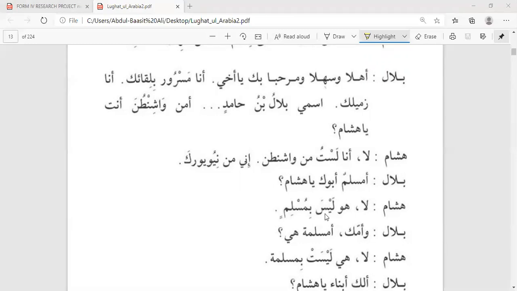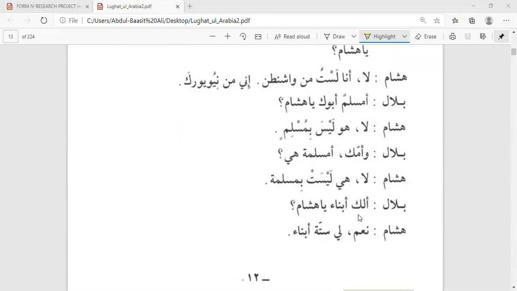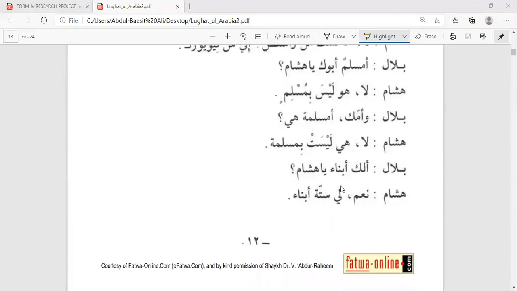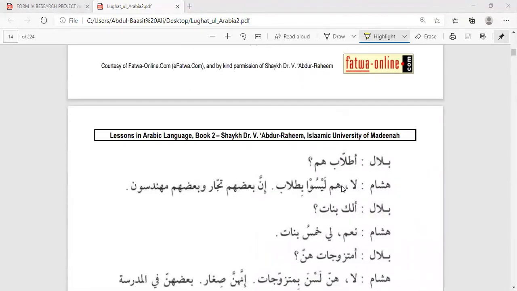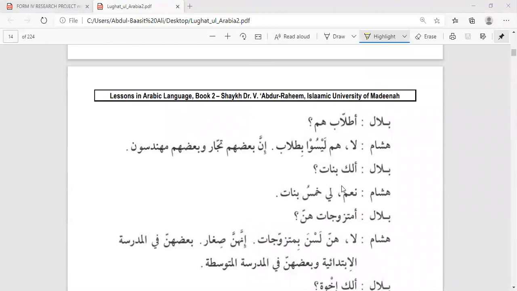Going on here again. Similarly, here: ummuka wa ummuka a muslimatun? Hisham says la, laisat bi muslimatin. Right? So you could say laisat here bi muslimatin. So the mubtada would have been understood here, as about the khabar. Right? Khabar of laisa.